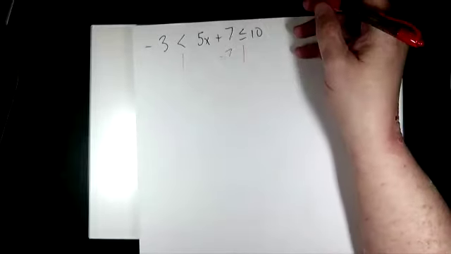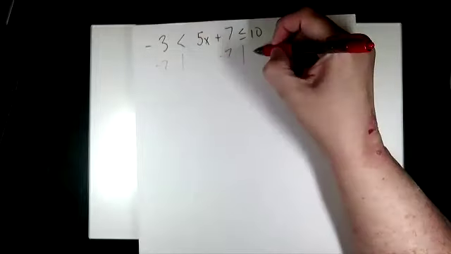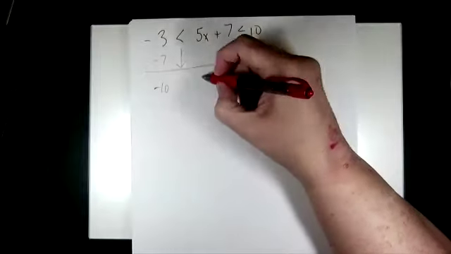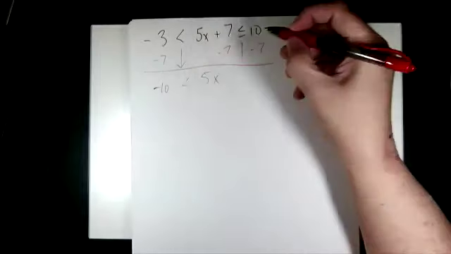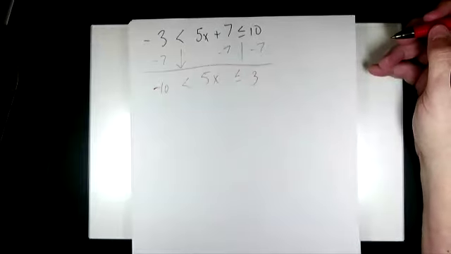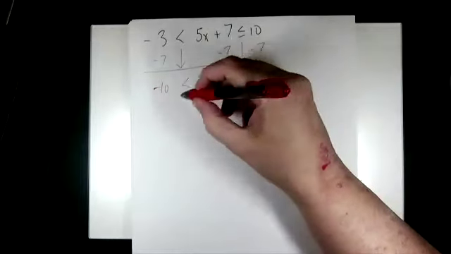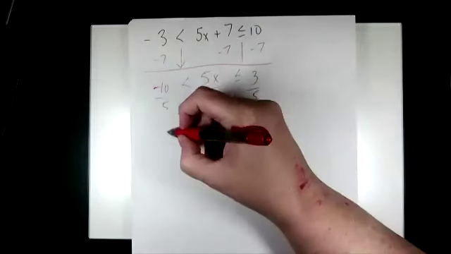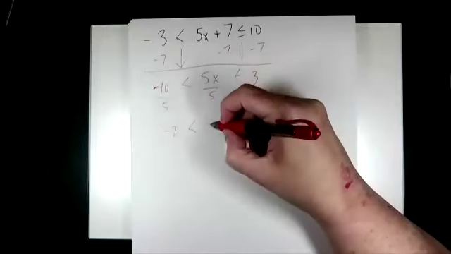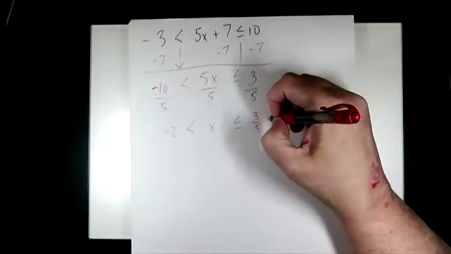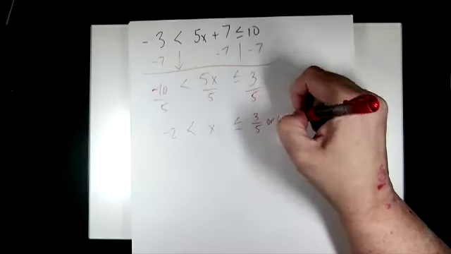So we're trying to isolate the variable. We'll subtract 7 first. And we get negative 10 is less than 5x is less than or equal to 3. Divide by 5 everywhere. And we get negative 2 is less than x, which is less than or equal to 3/5, or 0.6.